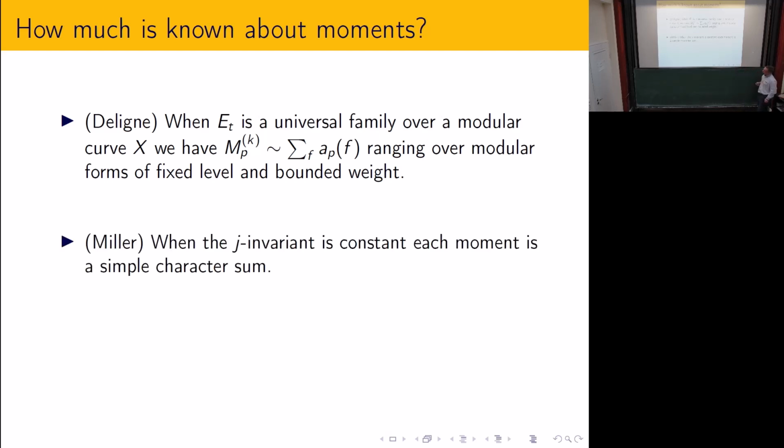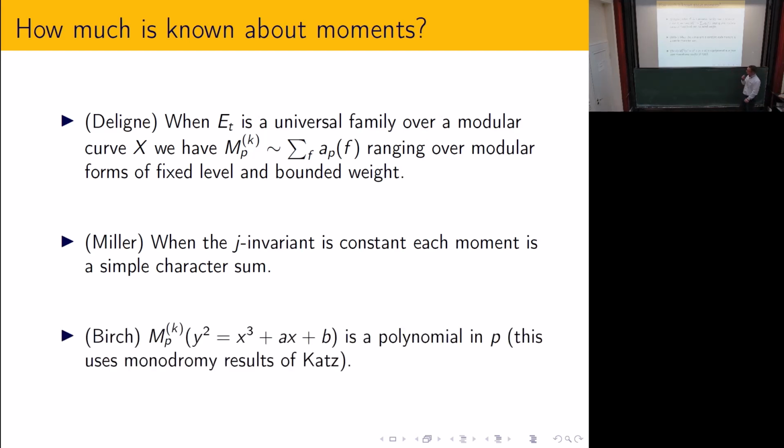There is a separate result, which is essentially quite a deep exercise about character sums. When the j-invariant is constant, you can explicitly write down, for every moment k, the explicit formula that you get in every situation.